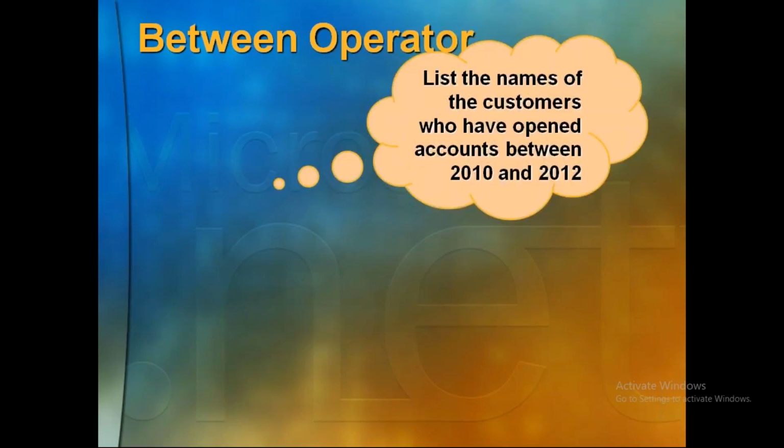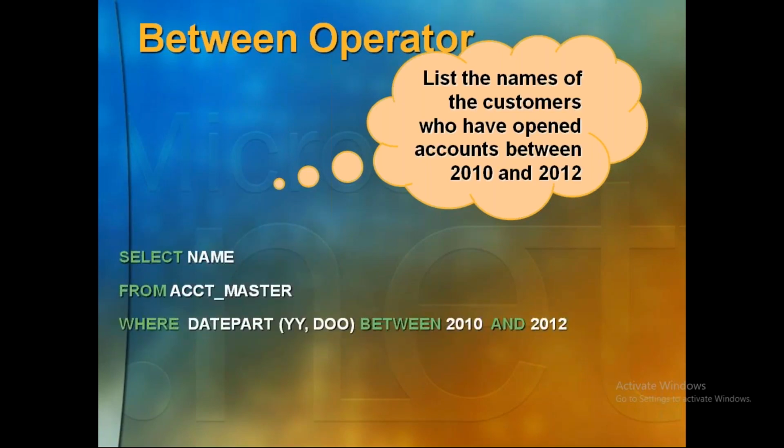Now, list the names of the customers who have opened accounts between 2010 and 2012. That means you have to include 2010, 2011, 2012, the upper limit, the lower limit, and the in-between range, right? So DATEPART year between 2010 and 2012. Clear? So this is what is called the between operator, that you can use.